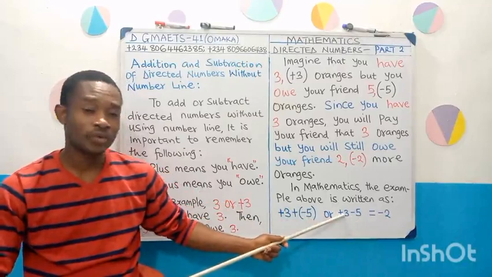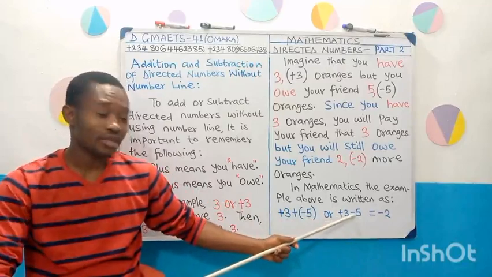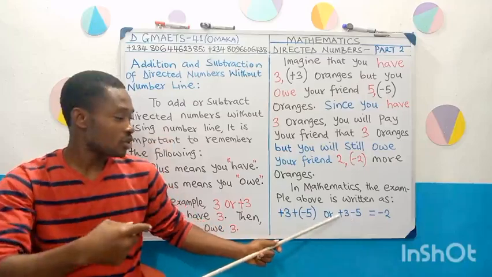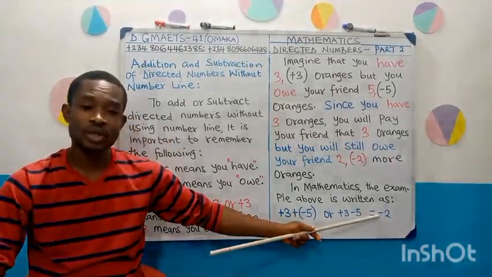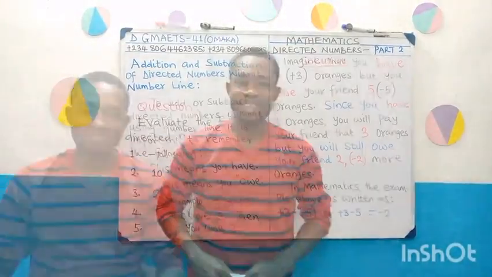Why? Plus 3, you have 3. Minus 5, you are owing 5. So if you pay the 3 that you have, you will still be owing 2. Because you are owing, that will be minus.